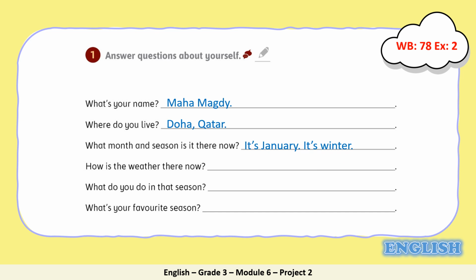In the next question, how is the weather there now? I chose to describe it as cold. In the next question, what do you do in that season? After thinking, I decided to write, I ride my bike in Aspire Park. In the last question, what's your favorite season? I wrote that it's winter.